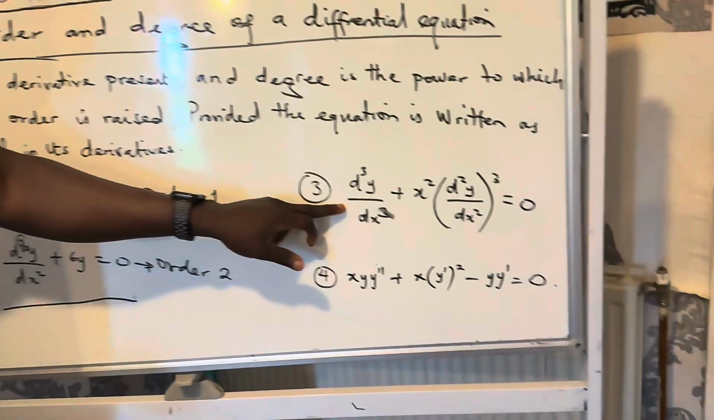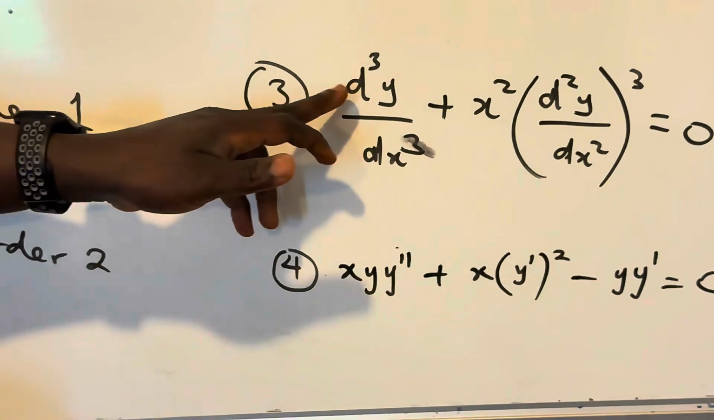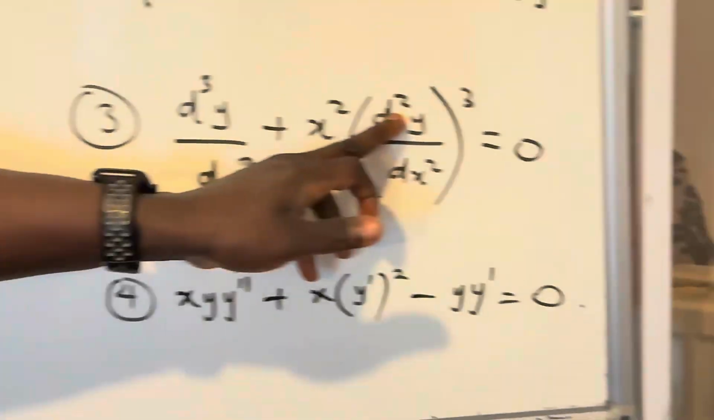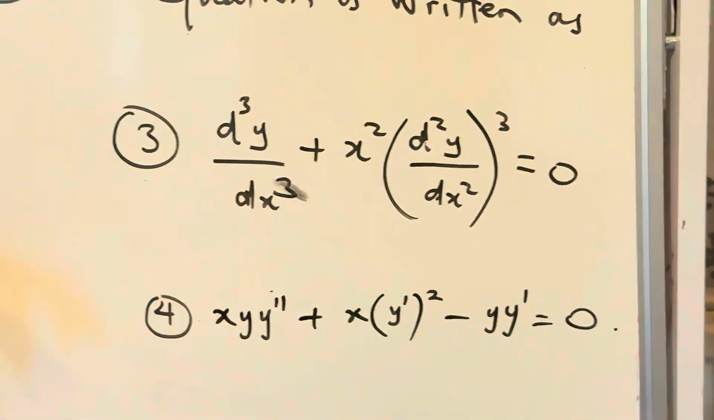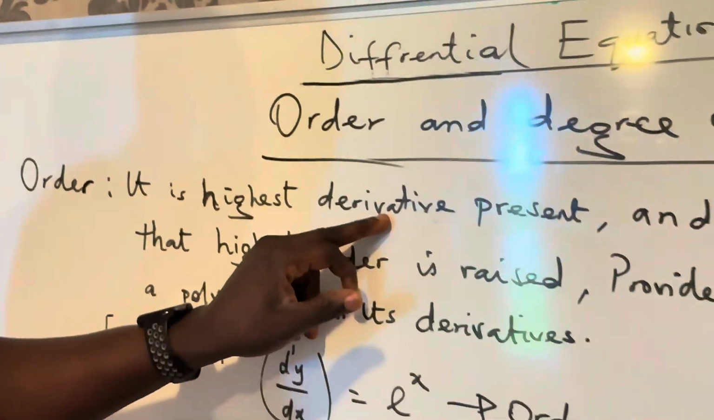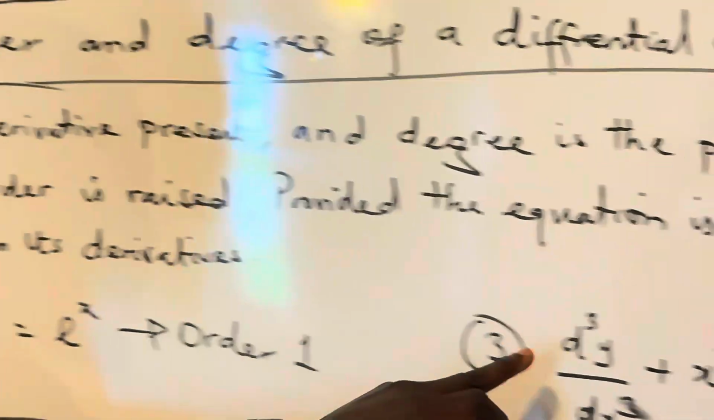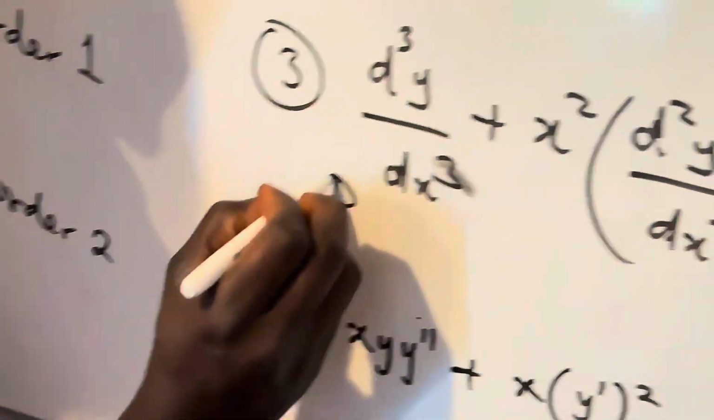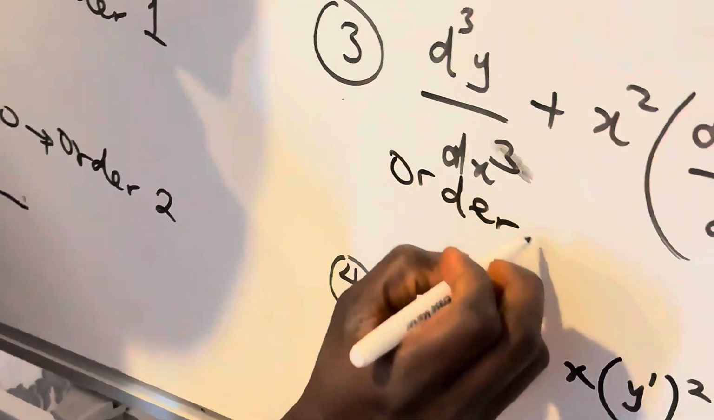Now, looking at the third example, we have a term raised to power 3 here, and we have a term raised to power 2 here. Now, from the definition of order, an order is the highest derivative present. And the highest derivative here is what? 3. So here we have order 3.